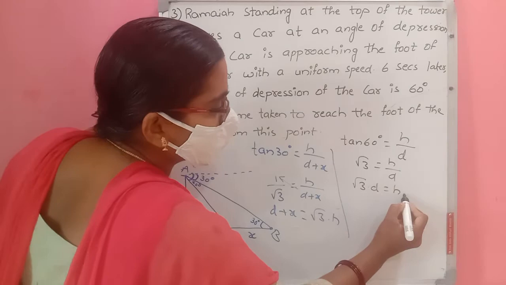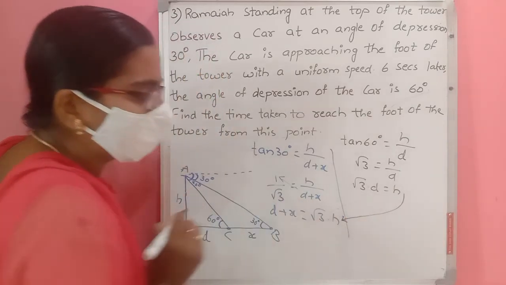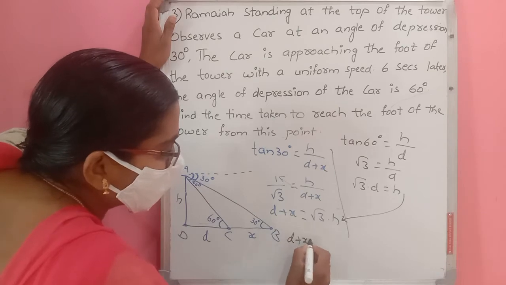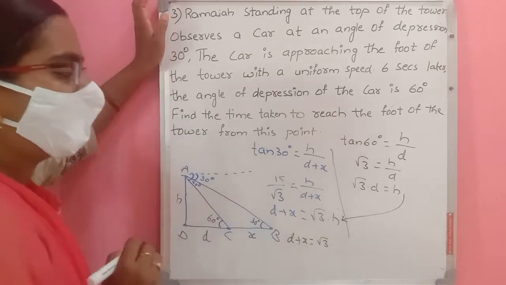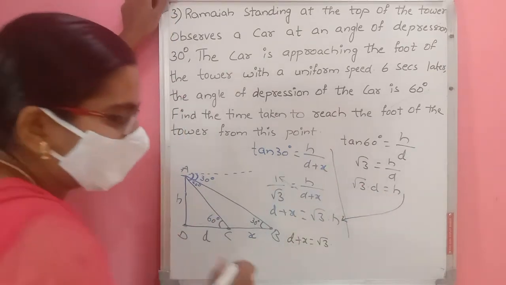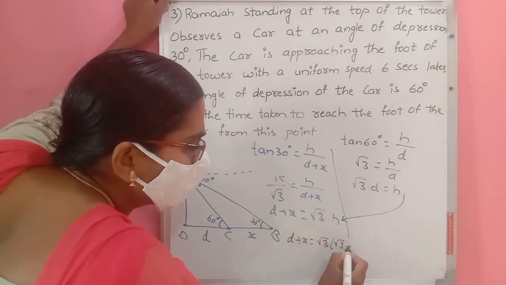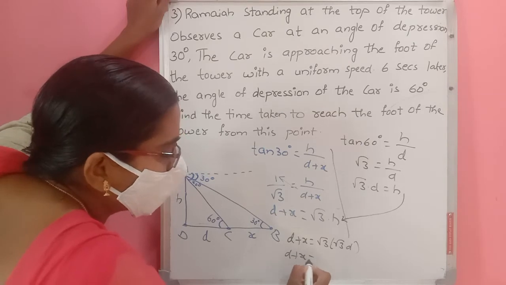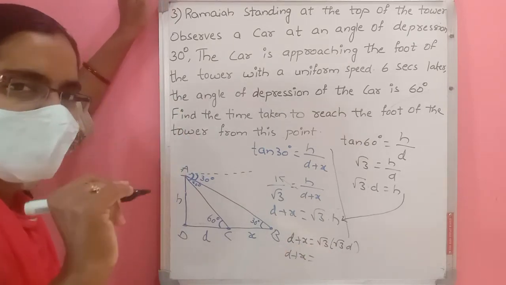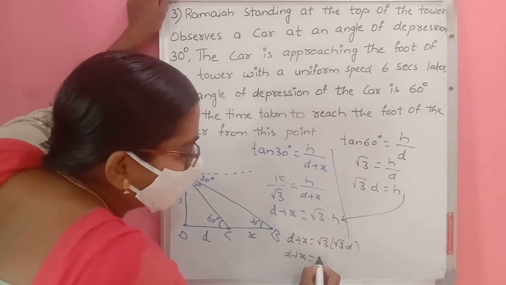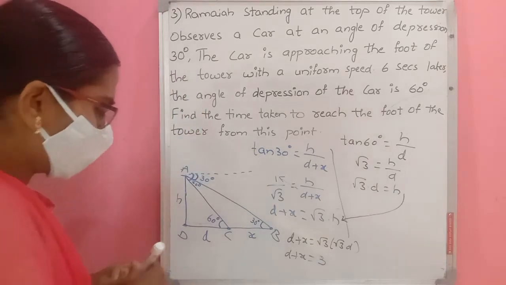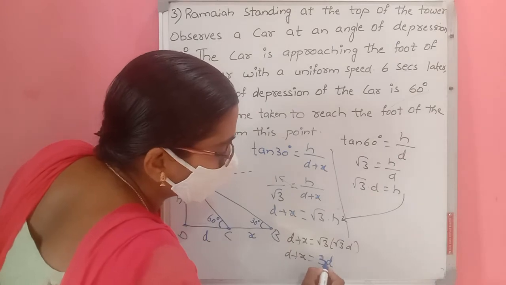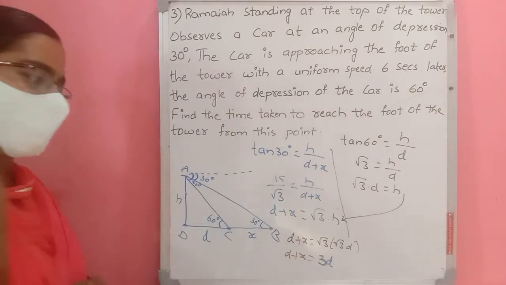So, I am substituting this H value in this equation. D plus X, write it as it is. D plus X is equal to root 3 into H, and H is root 3 into D. Just I substituted here. So, D plus X is equal to root 3 into root 3, which means root 3 square. The root square gets cancelled, that becomes 3. 3 into D. D plus X is equal to 3D.